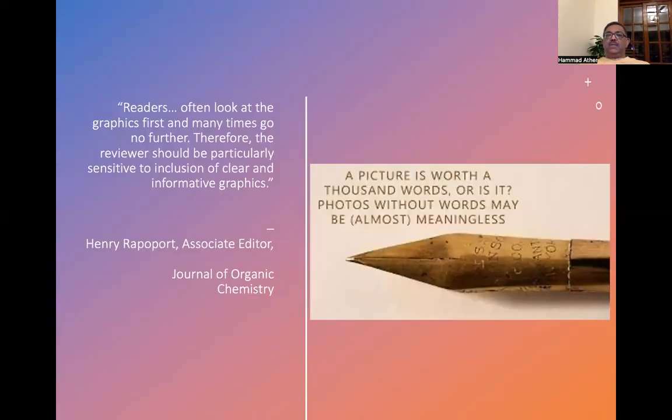Well, a picture is worth 1,000 words, or is it? A photo without words may be almost meaningless. It's really a combination of the two. Although a picture adds a lot, it is not a piece of art, it's a science, and you need to have proper legends and proper description to show what this figure essentially is about. Readers often look at the graphics first and many times go no further. The reviewer should be particularly sensitive to inclusion of clear and informative graphics.